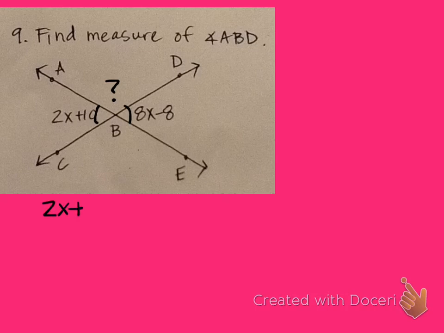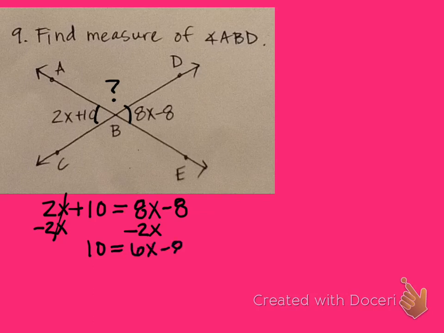Okay, so 2x plus 10 equals 8x minus 8. All right, let's move our x's to one side. I'm going to move the x's to the right this time. 8x minus 2x is 6x. I'm going to move my constants to the left by adding 8 to both sides. So 18 equals 6x. And then we're going to divide by that 6 to get the x by itself, and we'll get that x has a value of 3.